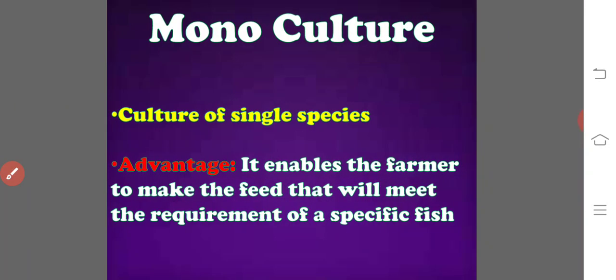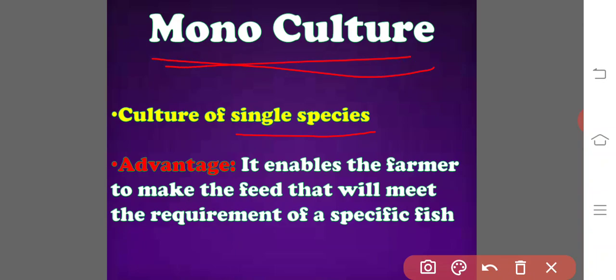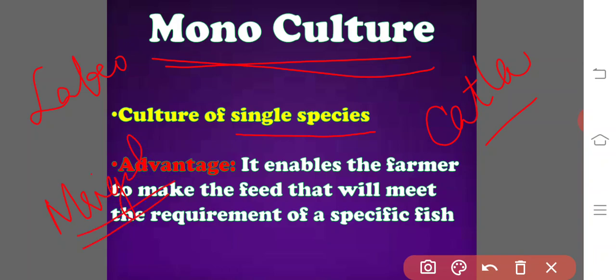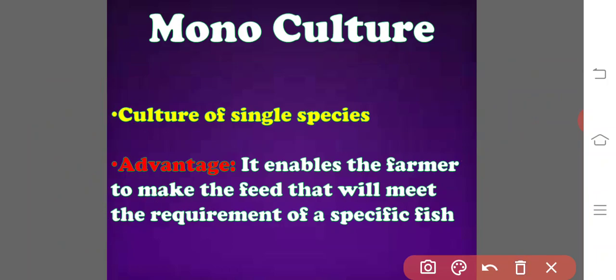Then coming to the types of cultures, it depends on how many kinds of species we are using. If you use only one single species, then that is known as monoculture. If we are growing only Catla, that is monoculture of Catla. Otherwise, if you use the Labeo, then it is the monoculture of Labeo. Otherwise, if you use the mrigal, so only one out of all these is grown in a pond. That is known as monoculture.